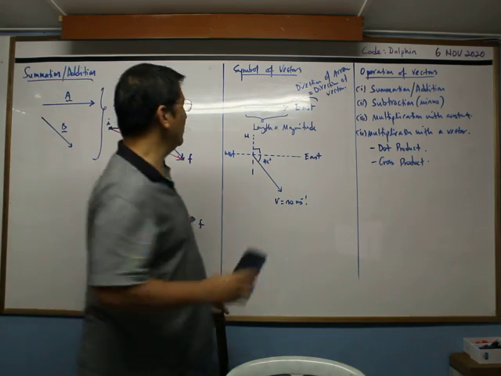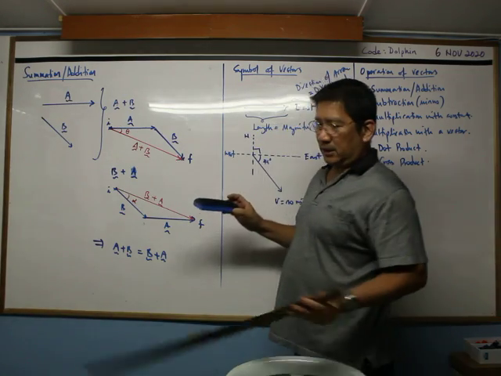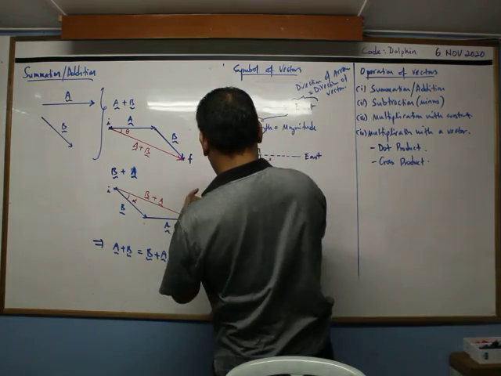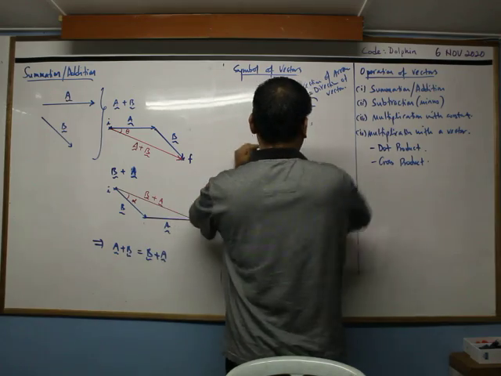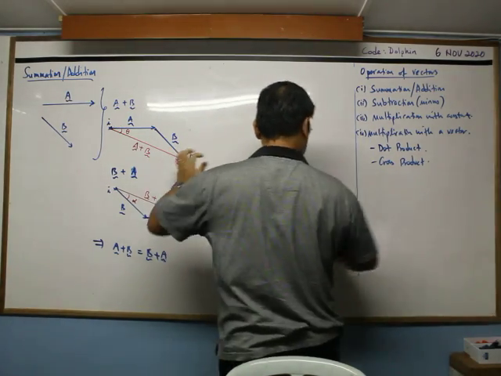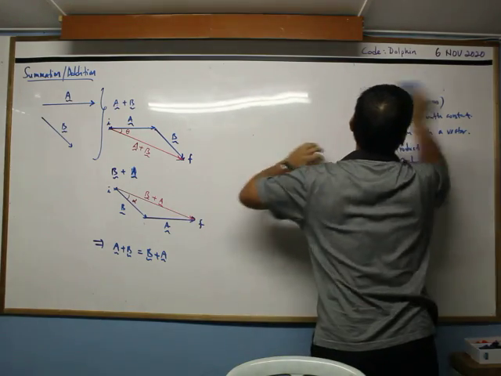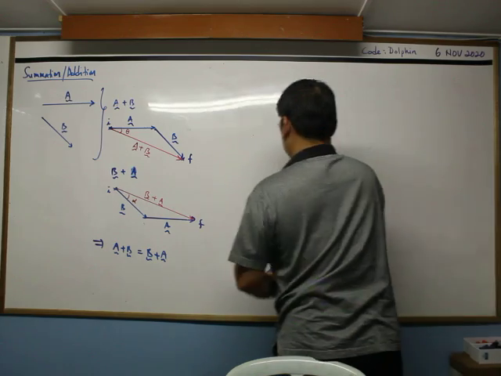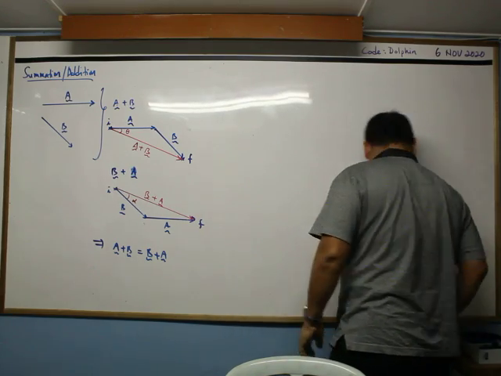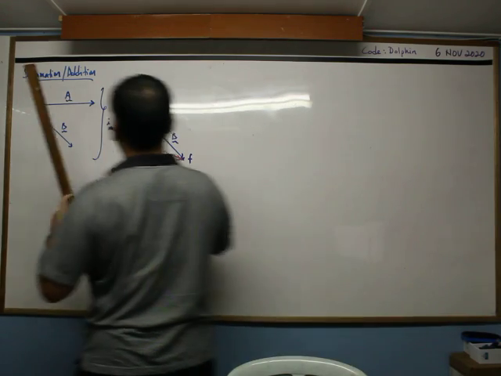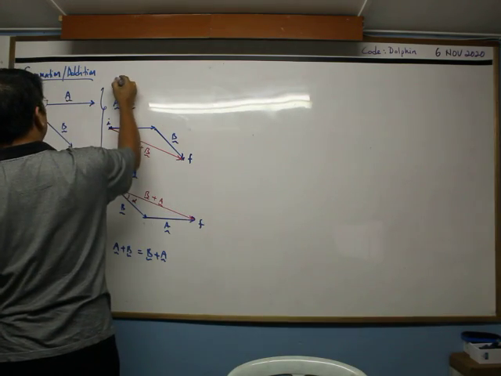Let me give you another example, with more than two vectors. We see how we're going to solve that problem. So that one is example 1. I call this example 1.